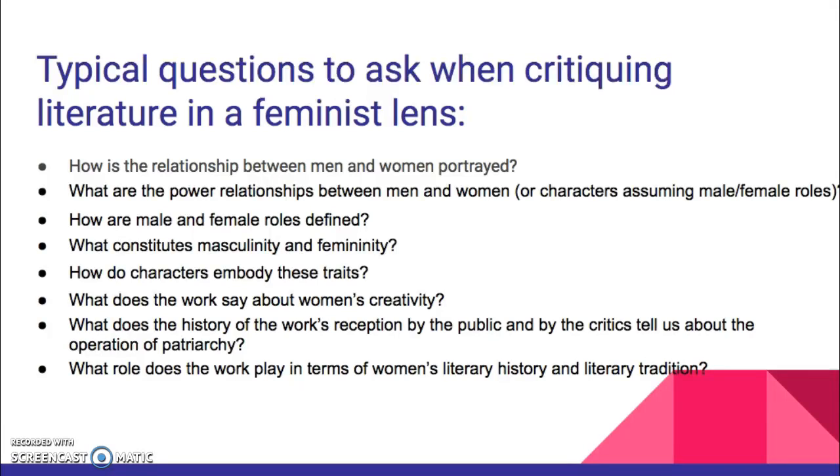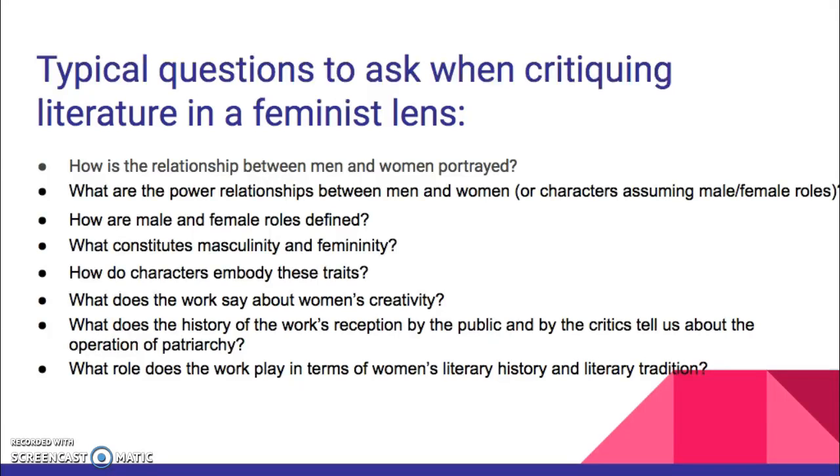What does the work say about women's creativity? What does the history of the work's reception by the public and by critics tell us about the operation of patriarchy? That is a very interesting question. That might be a question you explore more next year, depending on which class you take, and you'll explore in college, depending on what English classes you take in college. We really won't be looking at the public's reception of these first two books, but it's an interesting question all the same.